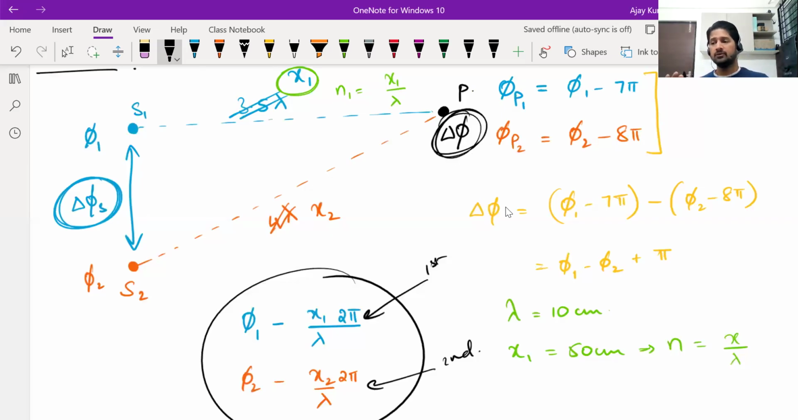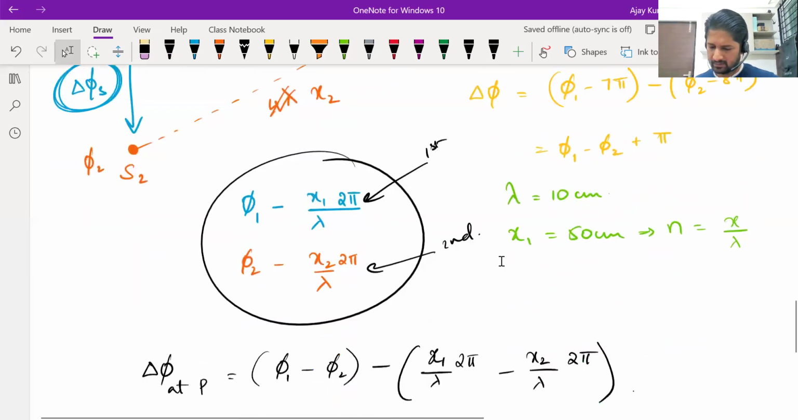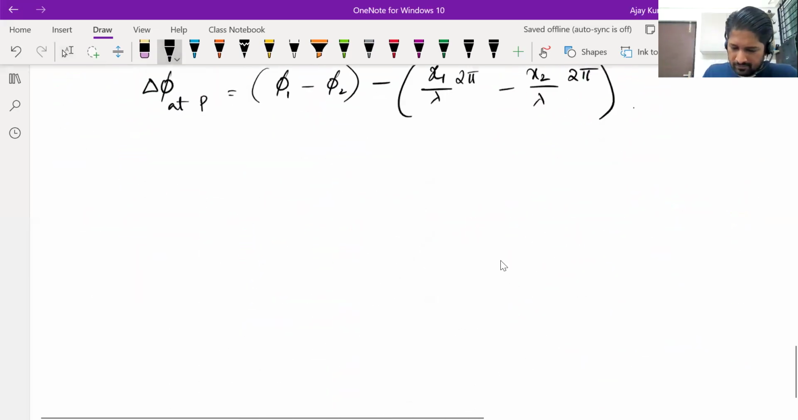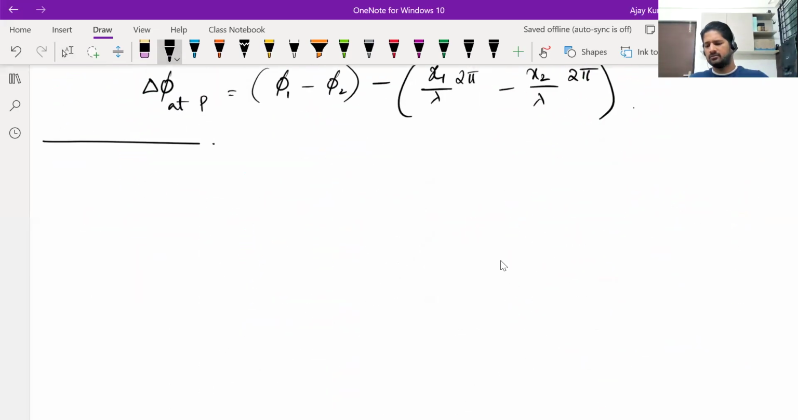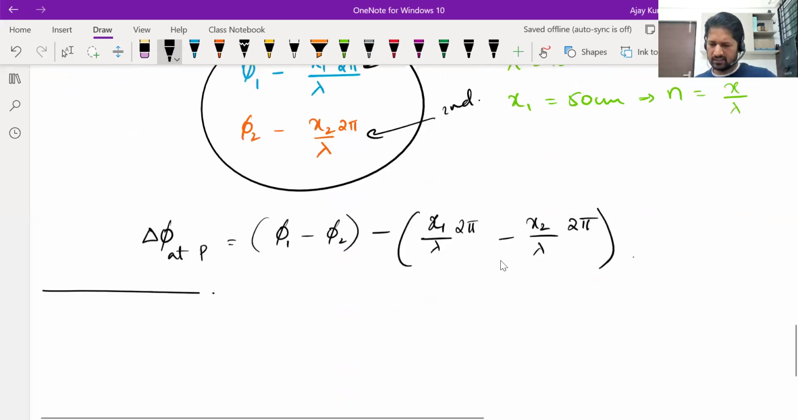This idea will help you solve even tough questions based on YDSE. Sources having different phase, some random point on the screen, different distances from the sources, you can still tell what happens there, constructive interference or destructive interference, or what exact intensity you will get there. Fine. So these are the ideas that you need to know.